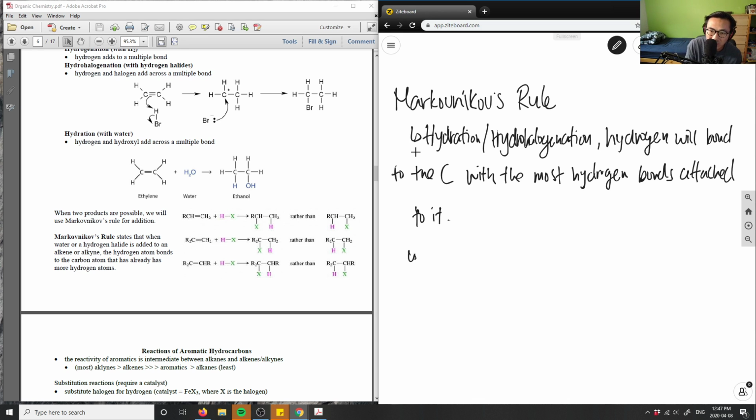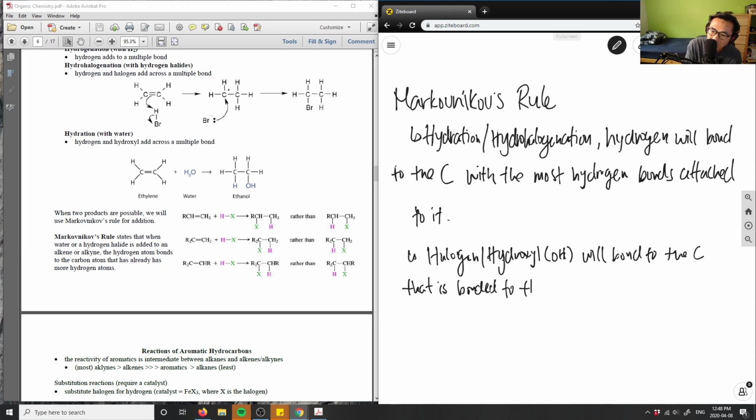So in other words, the other thing, the halogen or the OH group, the hydroxyl group in this case, and again, the hydroxyl was my OH group, right? The halogen or the hydroxyl group, the OH group, will bond to the carbon that is bonded to the most carbon bonds attached to it. So that's another way of saying Markovnikov's rule, right?